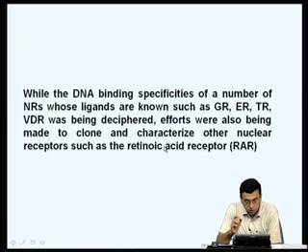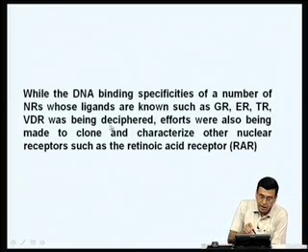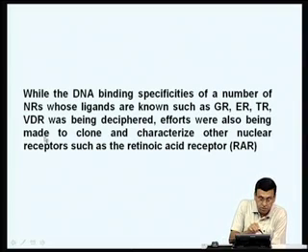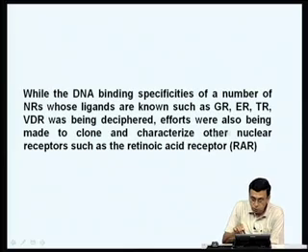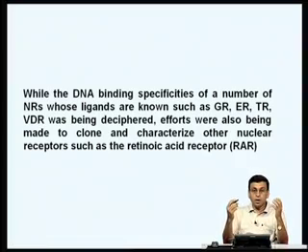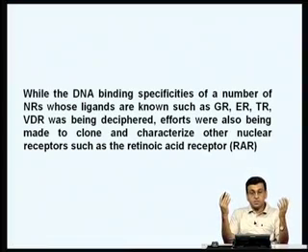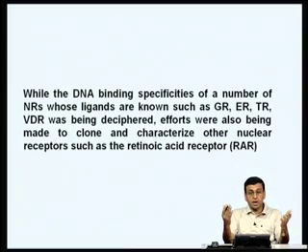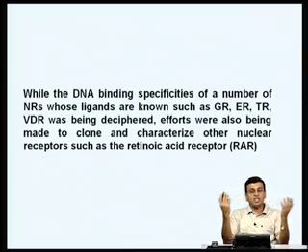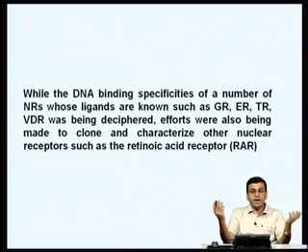So, while the DNA binding specificity of a number of nuclear receptors whose ligands are known, such as glucocorticoid receptor, estrogen receptor, thyroid hormone receptor, vitamin D receptor was being deciphered, efforts were also being made to clone and characterize other nuclear receptors such as retinoic acid receptors. As I told you, Ron Evans proposed the existence of a steroid thyroid hormone receptor superfamily, and he proposed that in addition to the receptors which bind to known ligands, there may be a number of other receptors for which the ligands are not known.